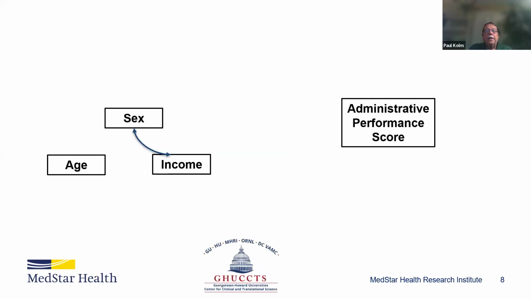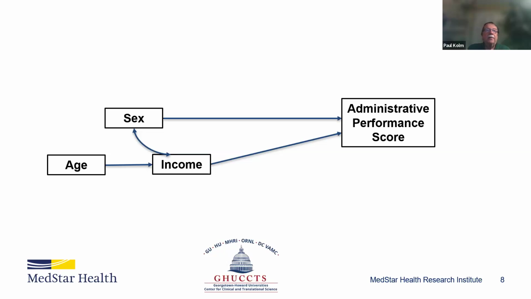Now, on the other hand, we have the same three predictor variables and the same outcome, but this time what we're going to say is that age is a mediator of performance score. And so our diagram is going to look like this, where sex and income are related, that is, they're correlated and they have an effect on the performance score. But in this case, age is a mediator. That is, age is not directly predictive of performance score, but it is of income.